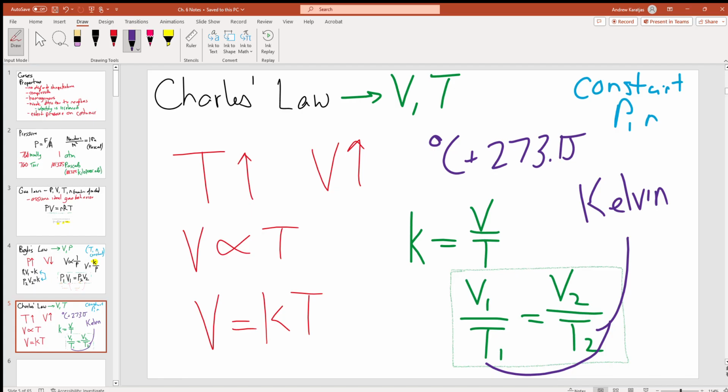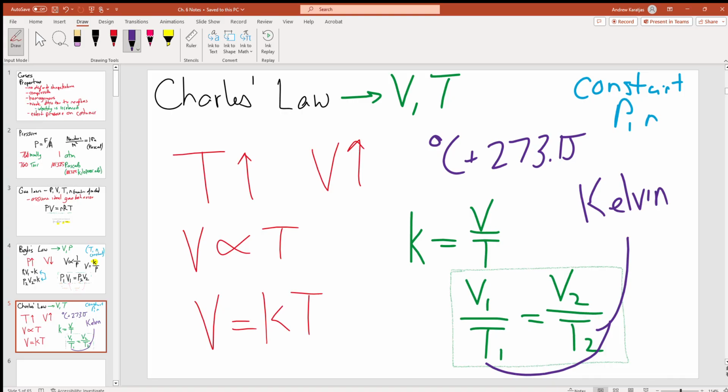But we have to do this because if we use Celsius, that would mean we could have negative numbers in our equation. Well, if we have negative numbers in this equation, that would mean it would be possible for volumes to be negative. If you think about what volume is, that's not something that can be negative. So we have to keep this in Kelvin in order for our math to work.